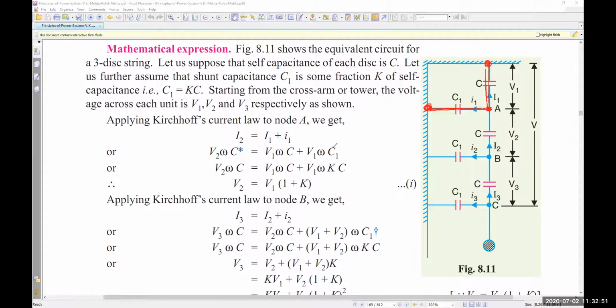So in place of C1, can we write KC? Yes, of course. So here you have omega C on both sides, and you can divide by omega C. So you are left with V2, V1, V1K. So you can take V1 common, and you have 1 plus K, right? So remember this formula.